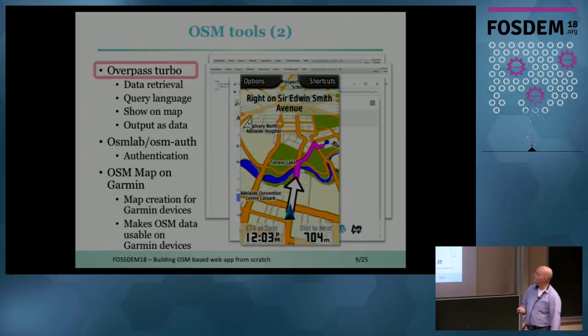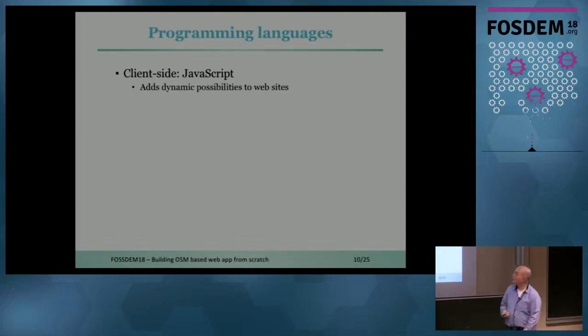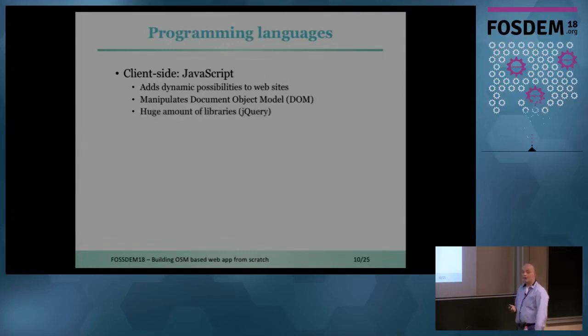I remember, I use Overpass Turbo in my application and OSM out. Yeah, programming language. Okay, you know the programming language is JavaScript. In the first days it added only dynamic possibilities to websites, but you can manipulate the document object model, and there are a lot of libraries which can help you in developing. jQuery, for instance, a very famous one.